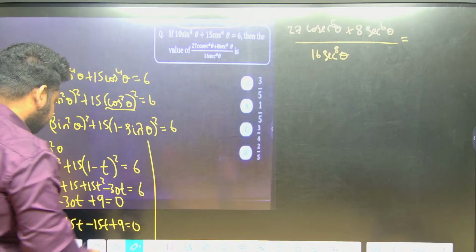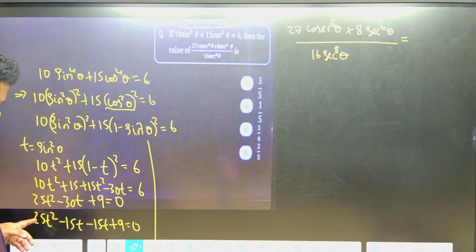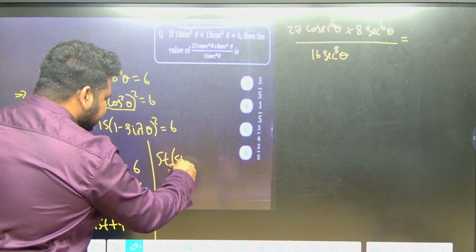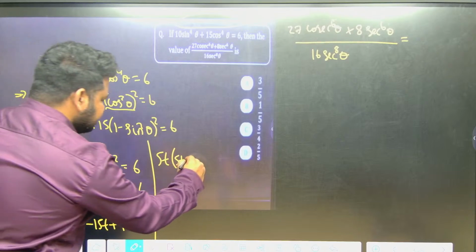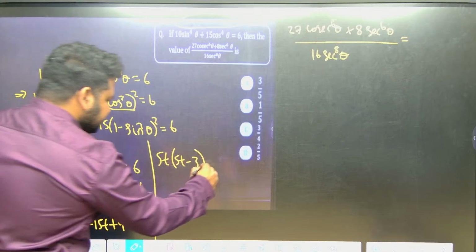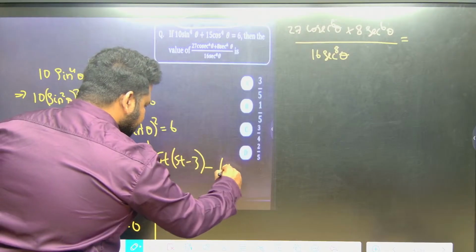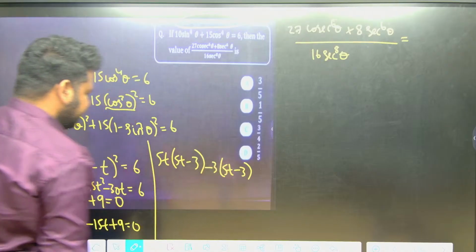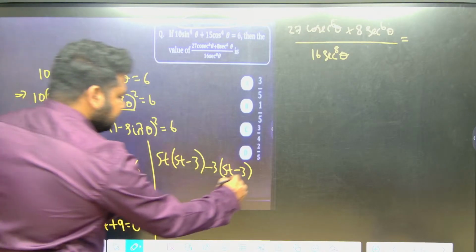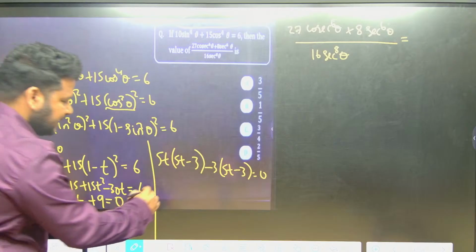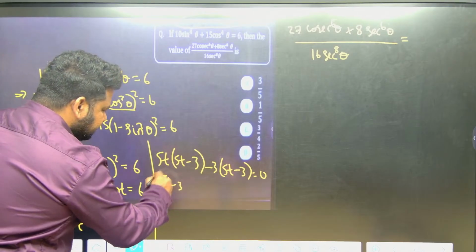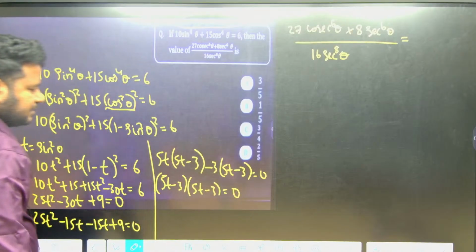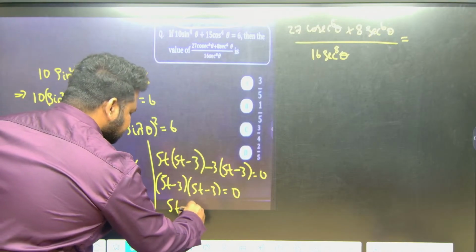What will I be getting? 25t square is there. What can I take common? I can take 5t common. If I take 5t common, this will become 5t minus 3. Here again it should become 5t minus 3. What should I take common here? 3 only I should take common. So I will be having 5t minus 3 into 5t minus 3, that is equal to 0. Okay, so 5t minus 3 is equal to 0.